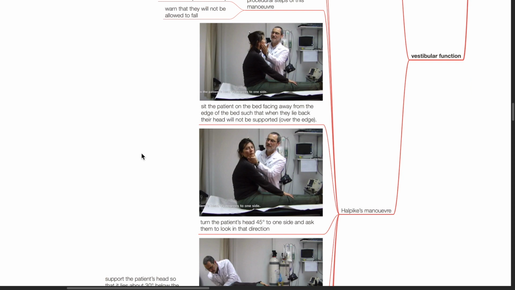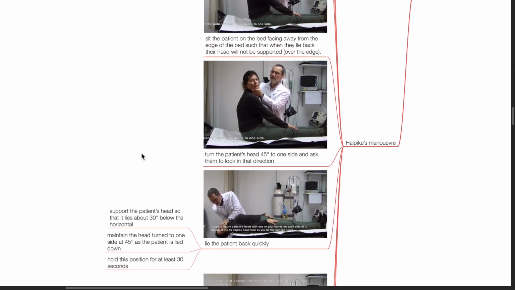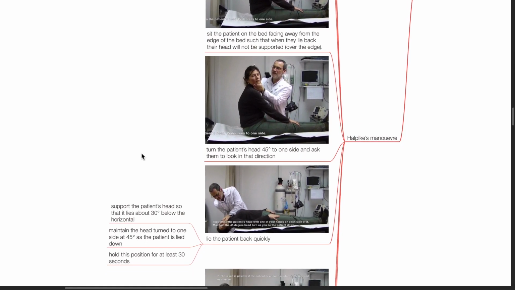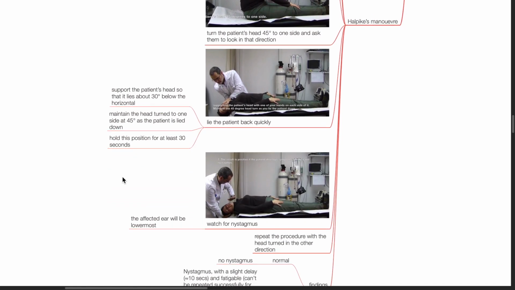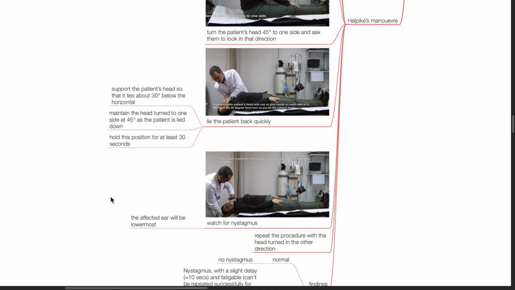Turn the patient's head 45 degrees to one side and ask them to look in that direction. Lie the patient back quickly, support the patient's head so that it lies about 30 degrees below the horizontal. Maintain the head turned to one side at 45 degrees as the patient is lied down. Hold this position for at least 30 seconds. Watch for nystagmus. The affected ear will be the lowermost. Repeat the procedure with the head turned in the other direction.